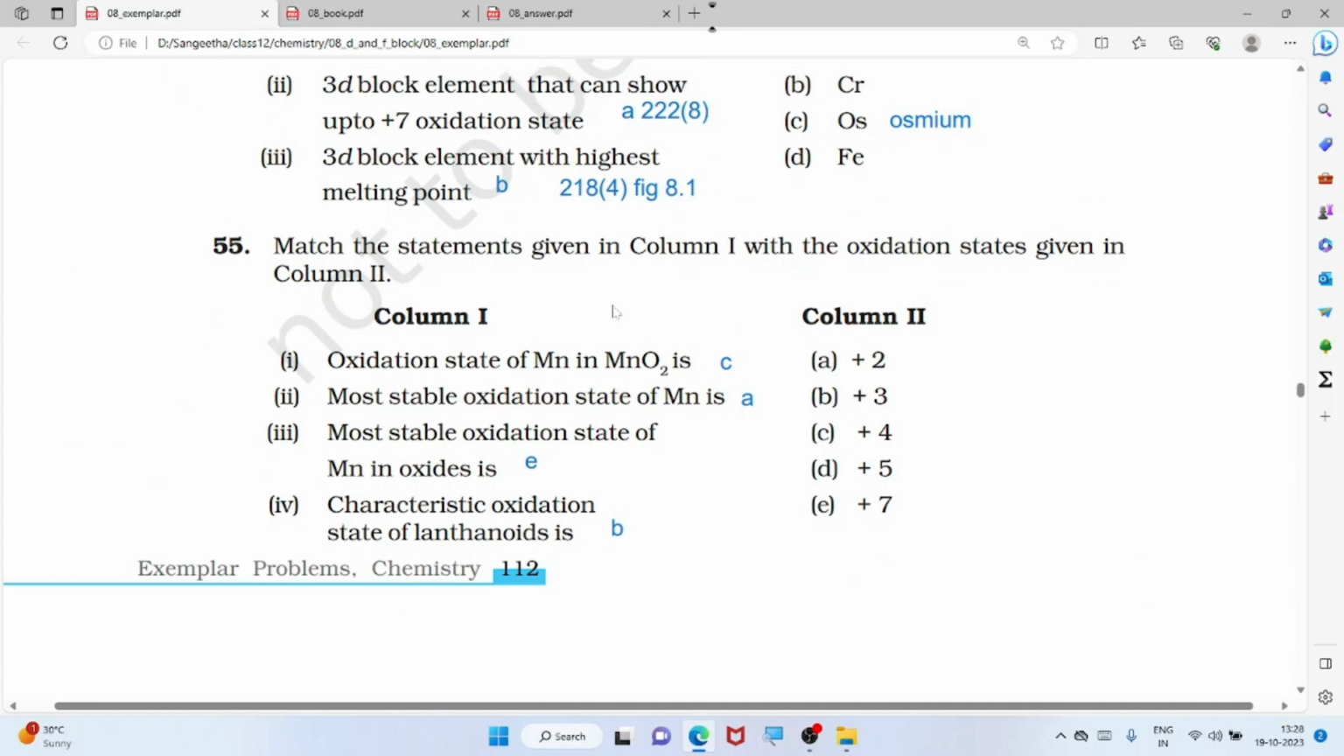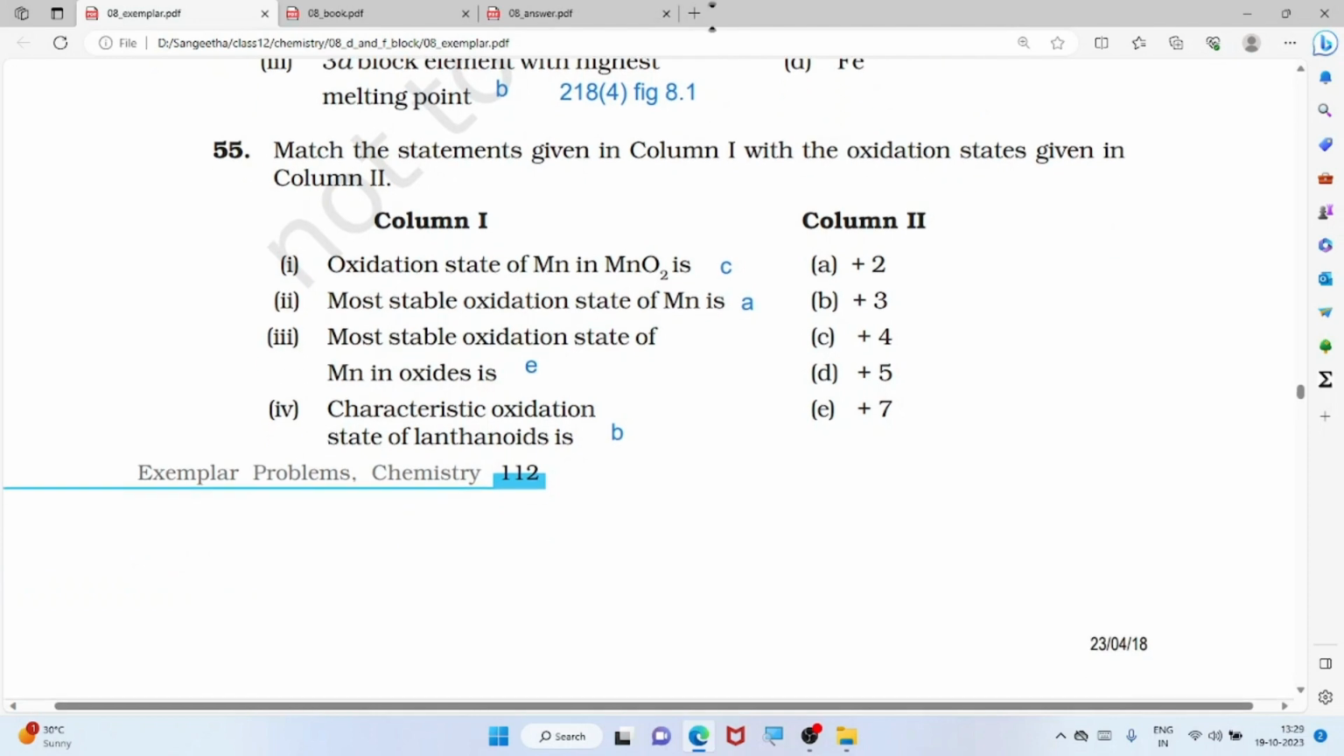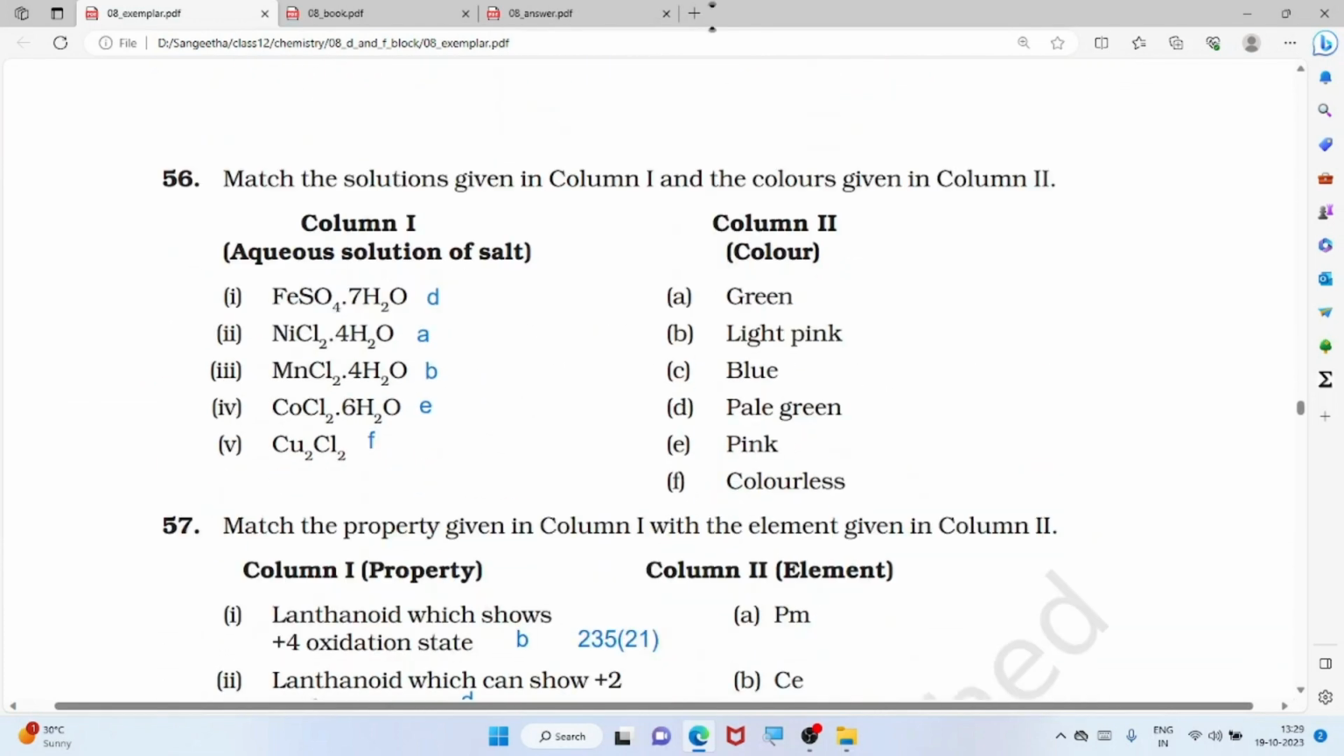Match the following given column with the oxidation states. So you have to use those rules in the redox reactions chapter. They are given how to find the oxidation state of a compound. Okay, based on that if you use, these answers will come. I have given the link to the video in the description.